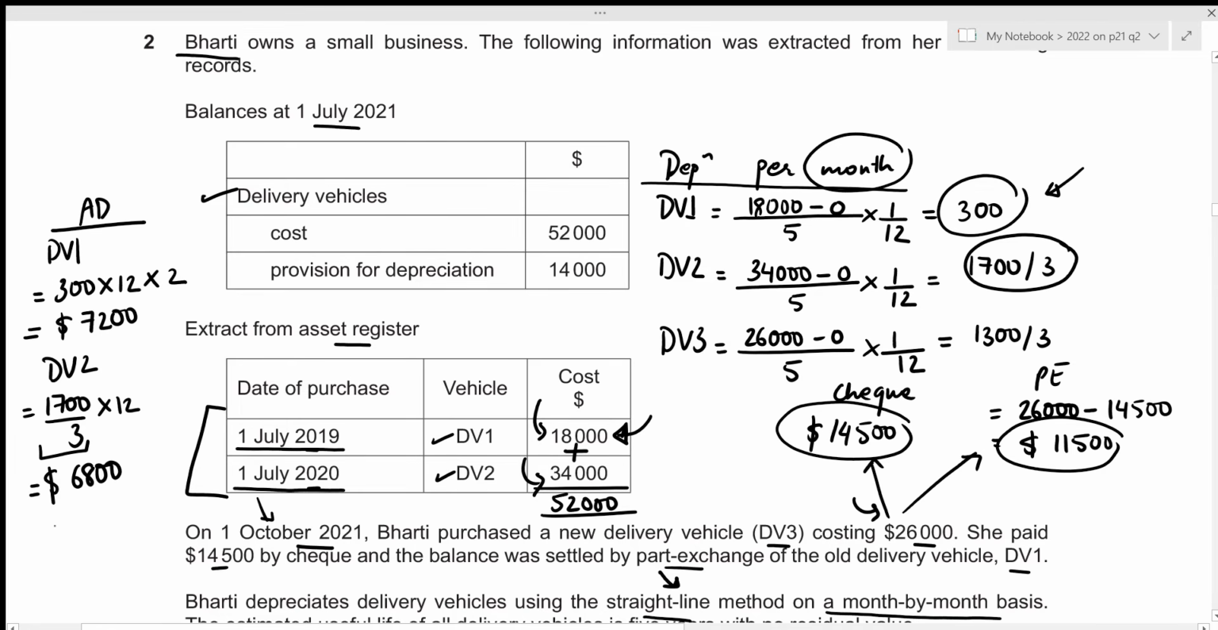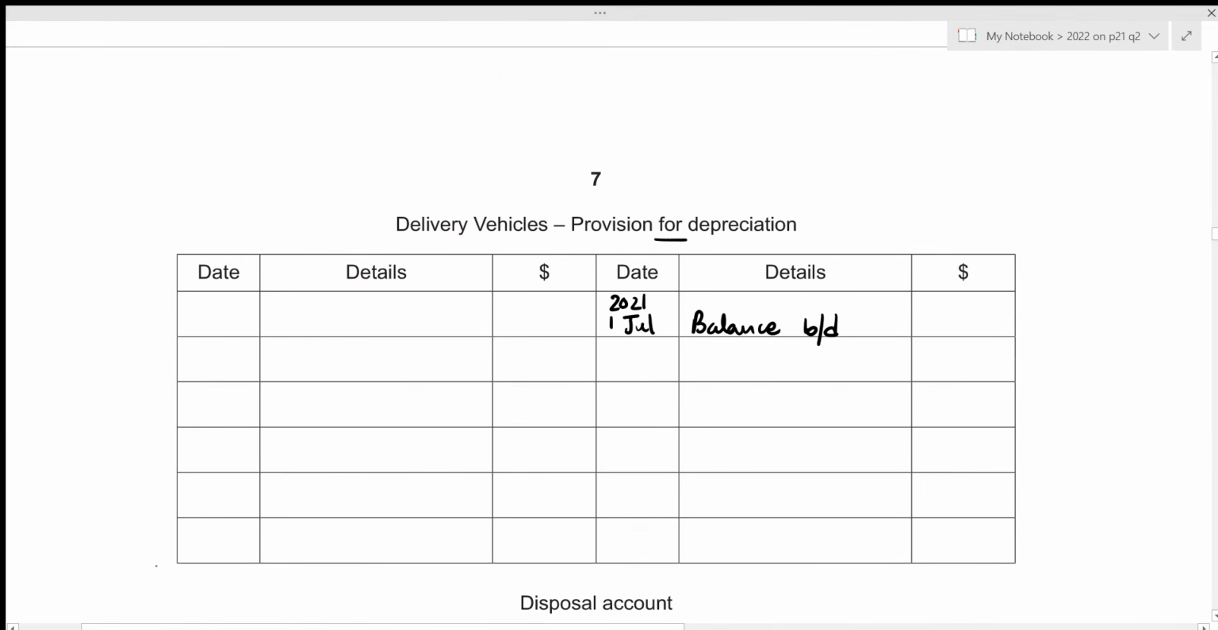Now we can just figure out the total accumulated depreciation to be recorded as our opening balance. That will just be the sum of these two amounts, 7,200 and 6,800. So that's 7,200 plus 6,800, which results in 14,000. So this is the opening balance to be recorded in our provision for depreciation account. Let's write it down. That is 14,000.